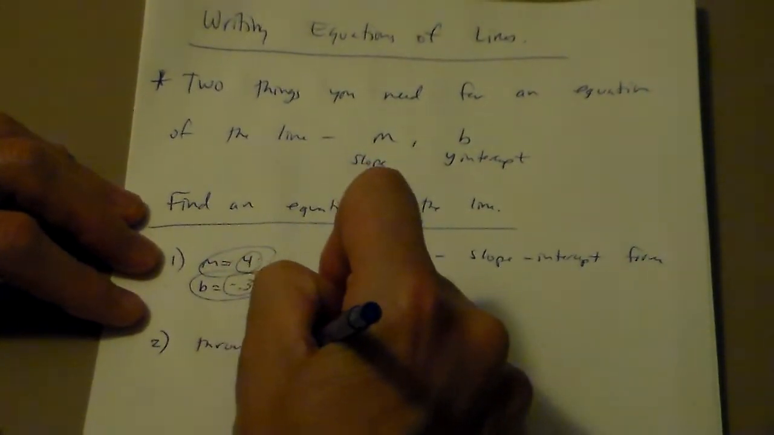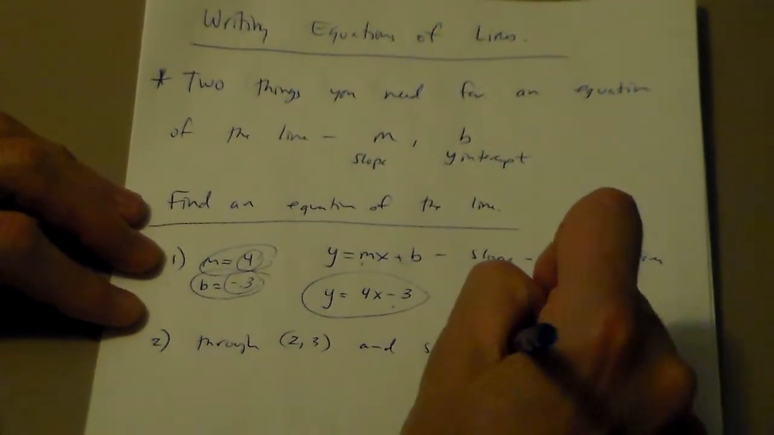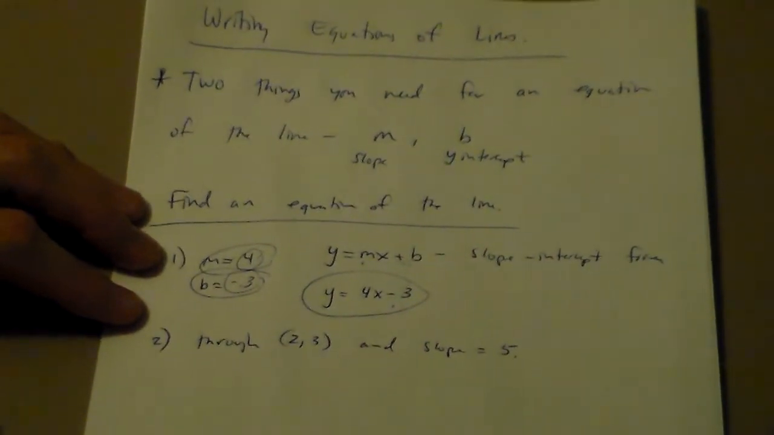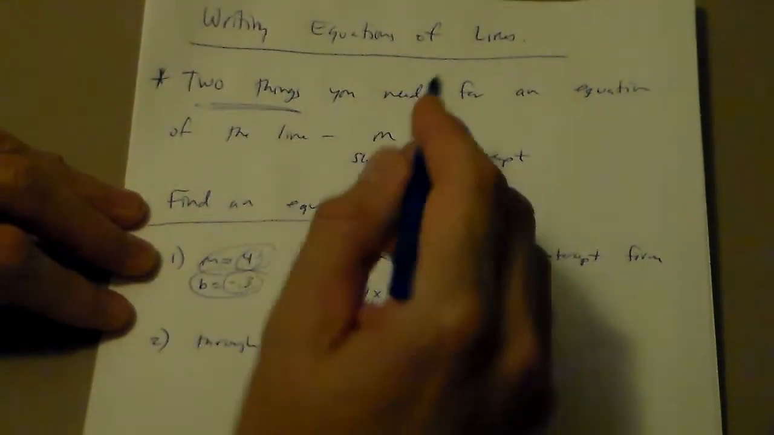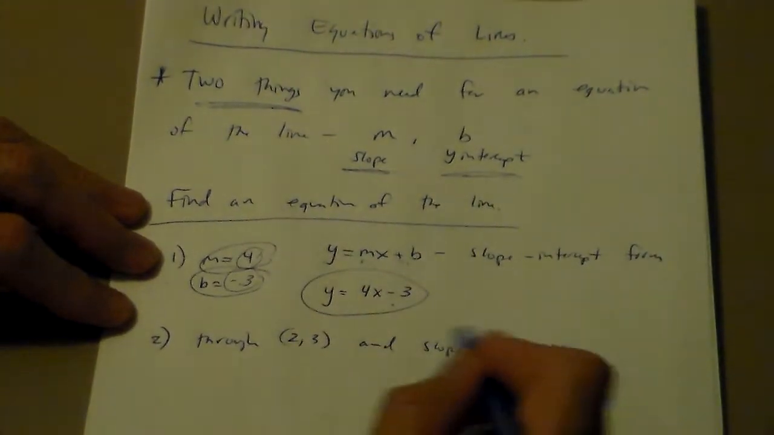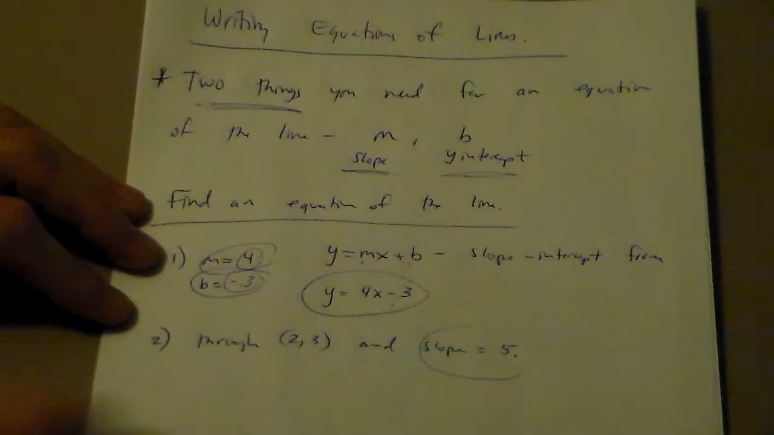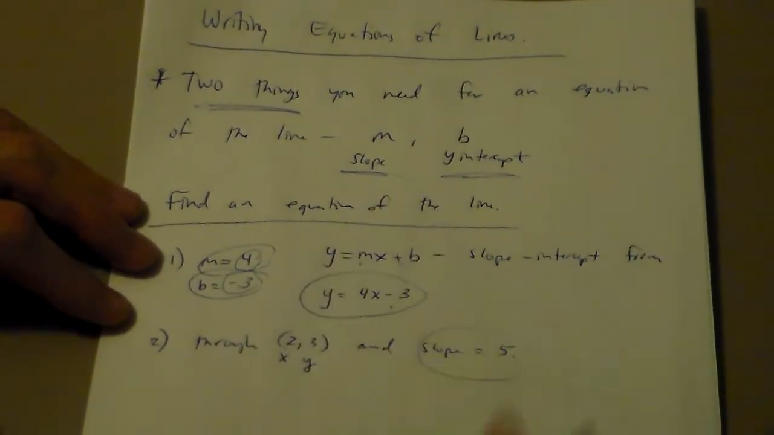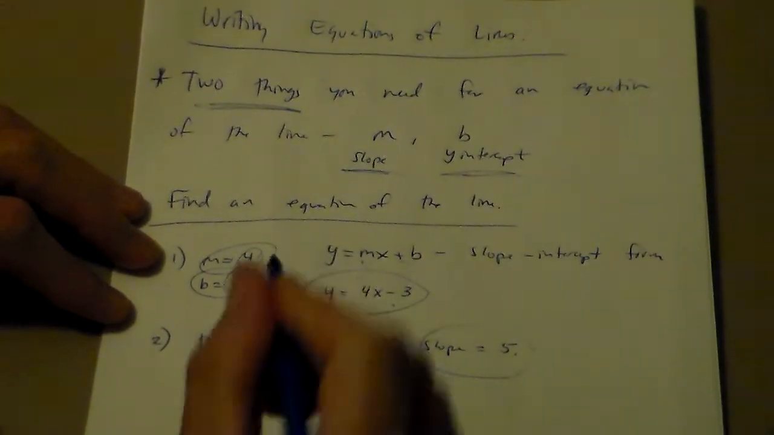Through, and they give you a point, and then they say slope equal to 5. So what are the two things that we need for an equation of a line? Slope and y-intercept. Well, they give me the slope, but they don't give me the y-intercept. But they give me some things that can help me find the y-intercept, okay? So this is an x, this is a y. It's only one point on that line, but if I use that with my slope, I can find that y-intercept.